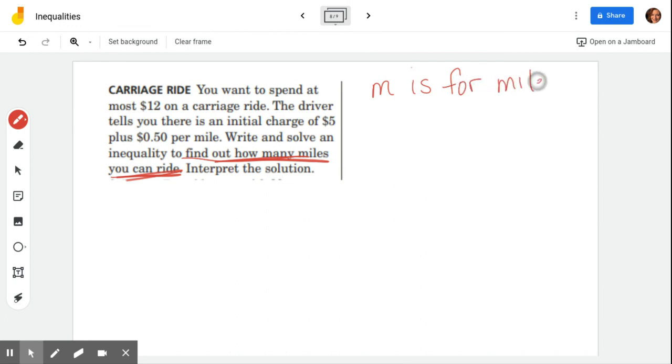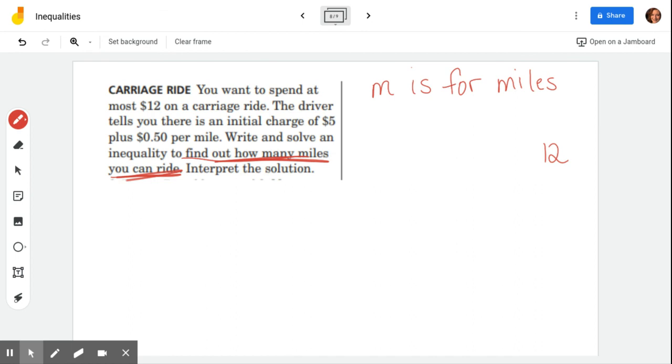In Indiana, the wording that they usually use is define the variable. Other parts of the country will say write a let statement. So you would say let M represent miles. It's all the same thing. Okay, let's figure out how to write this. You want to spend at most $12. So that's kind of like the total in an equation. That's the amount that we're comparing everything to. So I'm going to put that on the right.